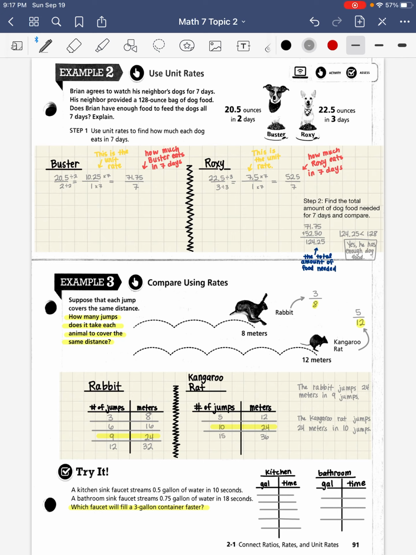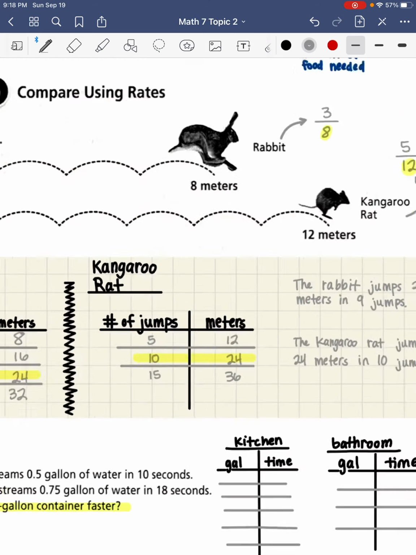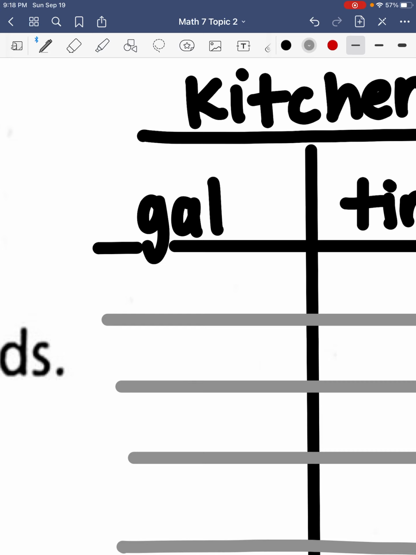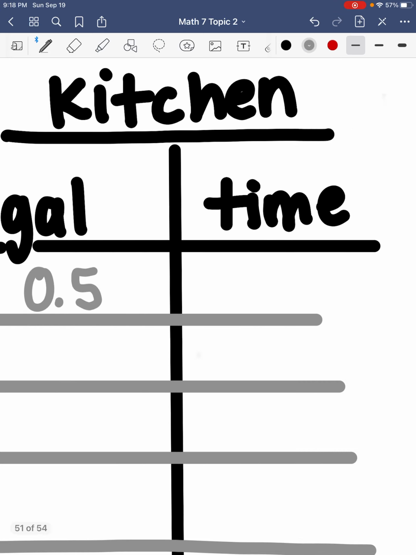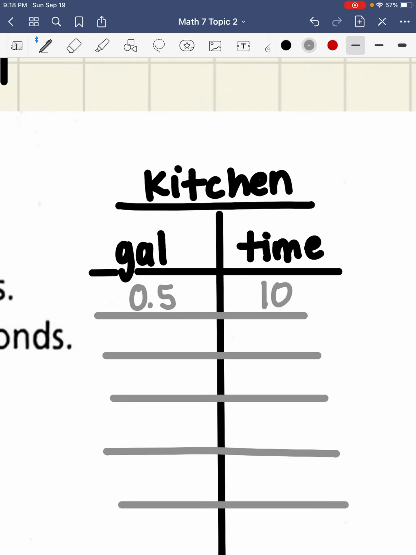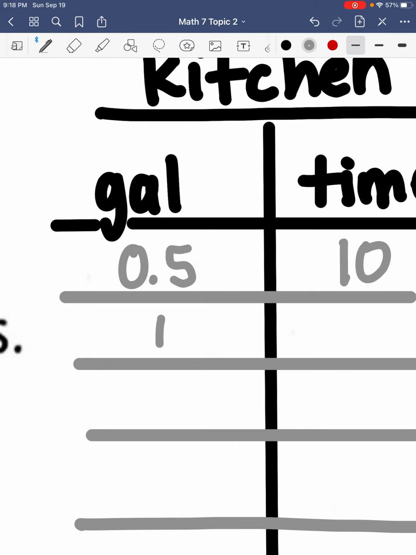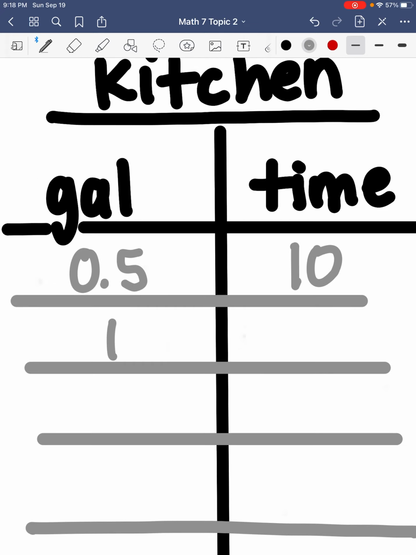Let's start with the kitchen, because the kitchen streams water at this rate right here, 0.5 gallons in 10 seconds. Well, that's half a gallon. So if we double that, we get to 1 whole gallon, right? So I'm just going to double the time, 20 seconds.